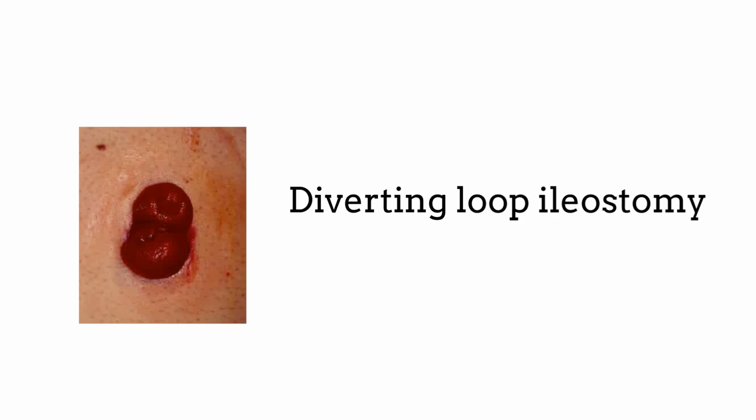As part of your procedure, a diverting loop ileostomy will be created. This includes bringing a loop of your small intestine through the abdominal wall so you will stool into a pouch appliance.